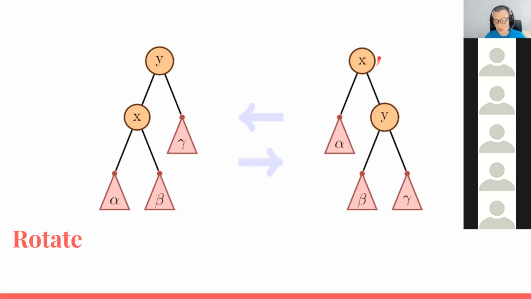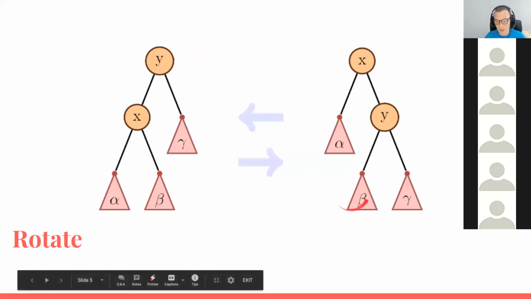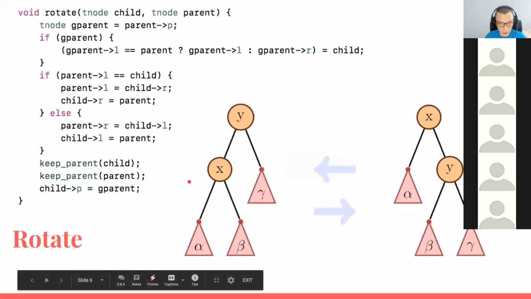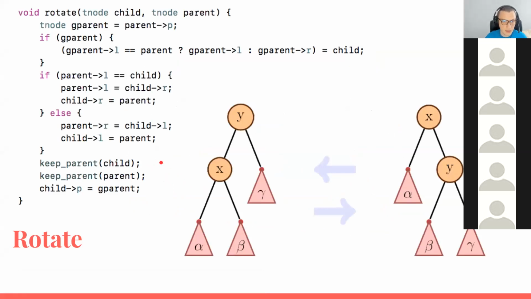And here, if we want to get to b, we should go to the right from x. So it should be bigger than x and smaller than y. So we have that all the properties of beta here are the same as beta here. So let's look at how we can implement that.